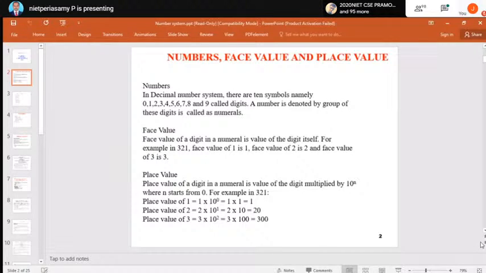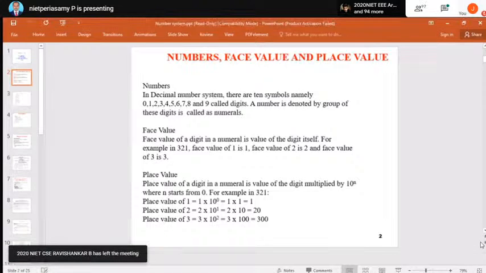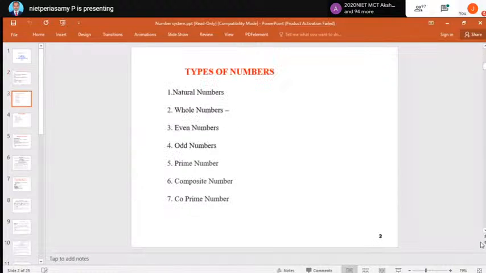The place value of 4 is 4 into 10 square. This is equal to 4 into 100, which is 400. Similarly, the place value of 5 is 5 into 10 power 3. This is equal to 5 into 1000, which is 5000. So in this way, we can find out the place value of any numeral.